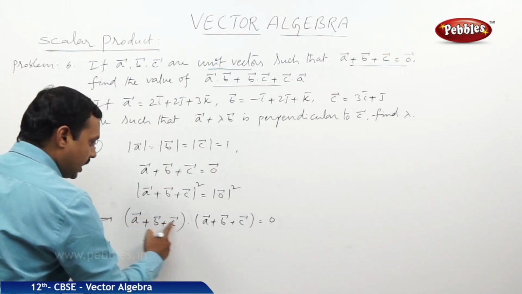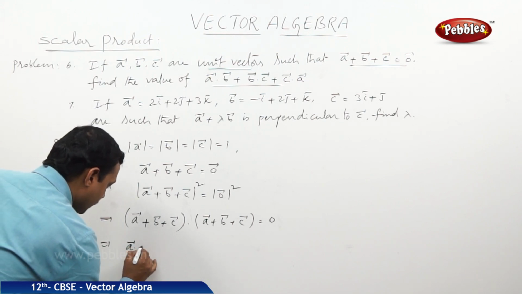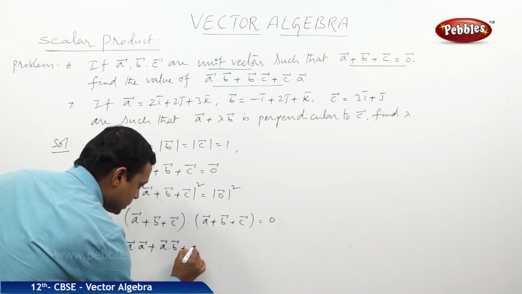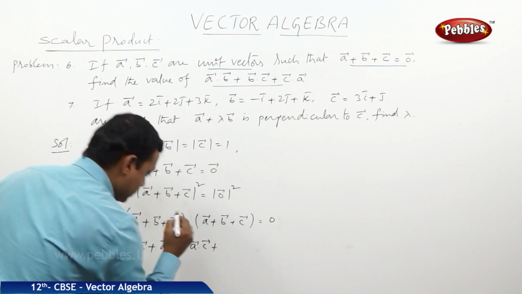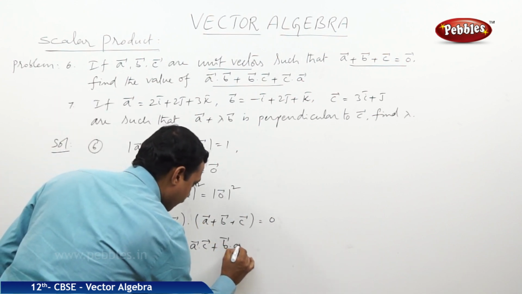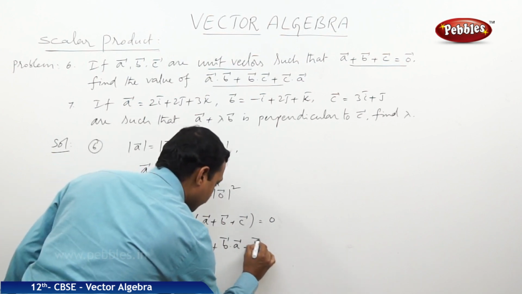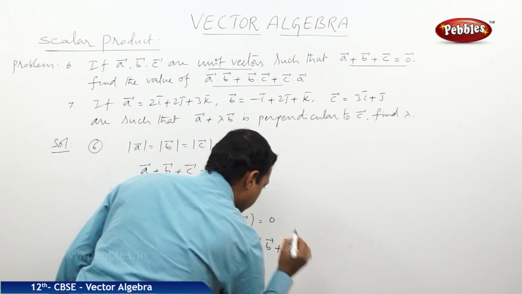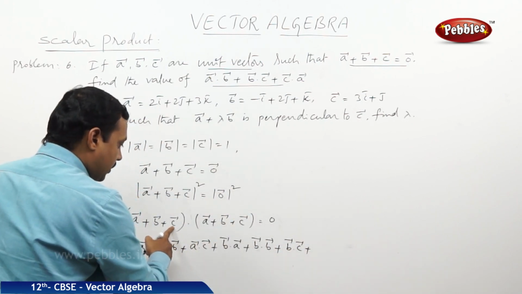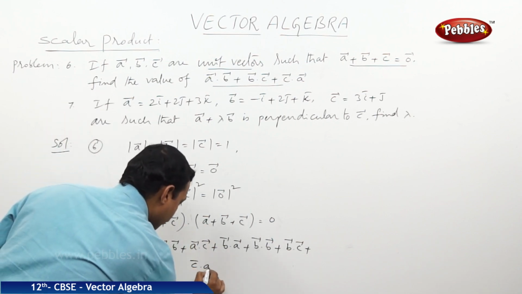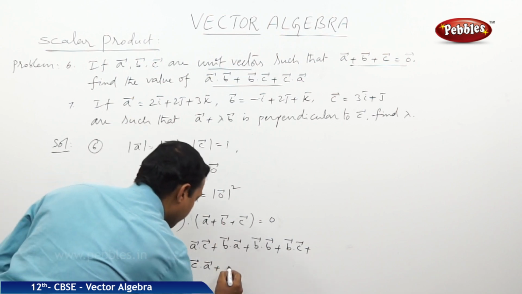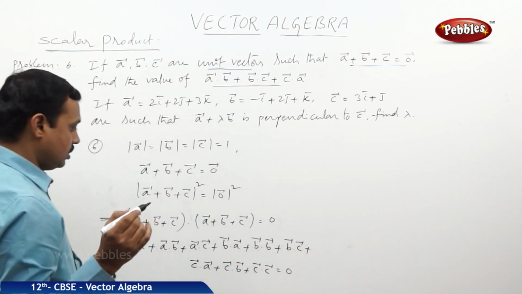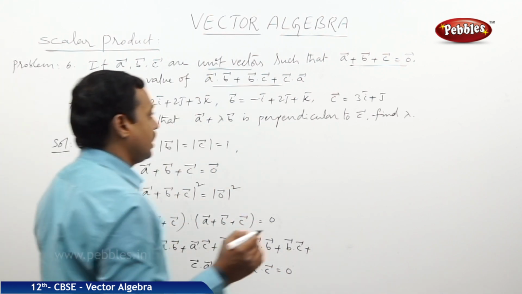Now on this multiplication it is A dot A plus A dot B plus A dot C plus B dot A plus B dot B plus B dot C plus, now applying the distributive property, C dot A plus C dot B plus C dot C is equal to 0. Look, A dot A is equal to mod A square.